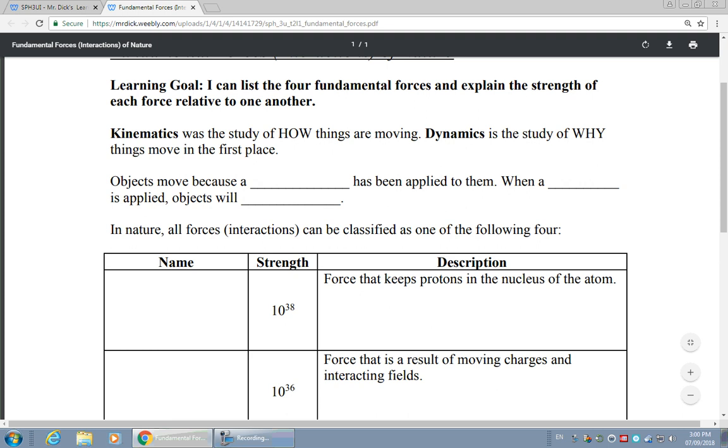Isaac Newton was one of the first people to talk about an idea of forces as something that could relate to motion. And so we still follow Newton's basic principles that objects move because a force has been applied to them. But specifically when that force is applied, it's not just that the object will move, but a force being applied can make an object accelerate.